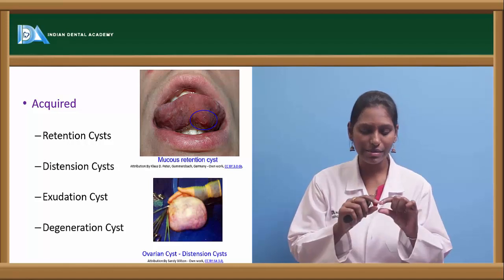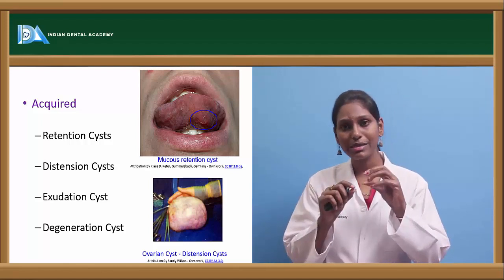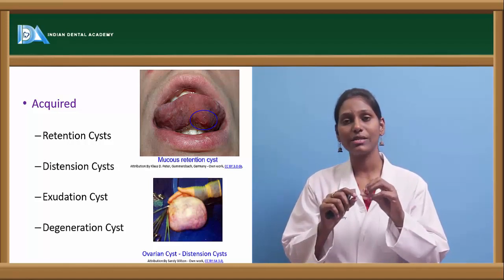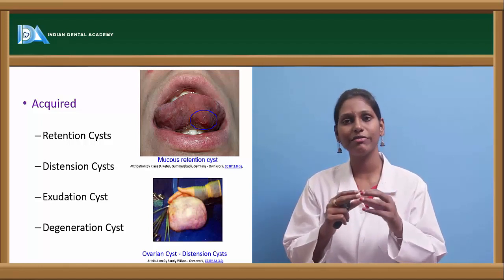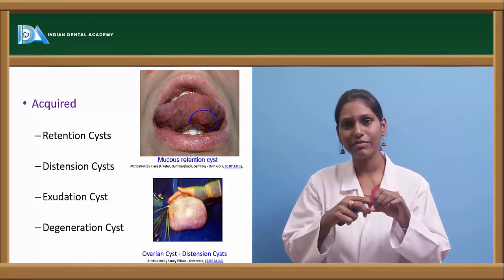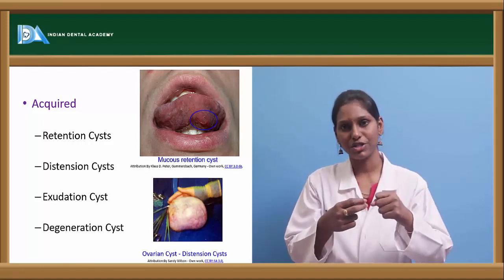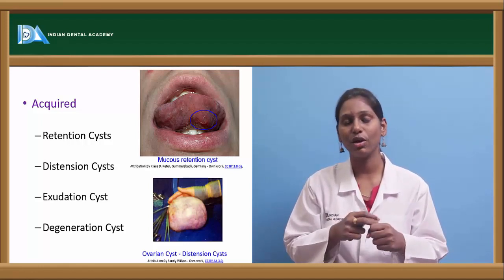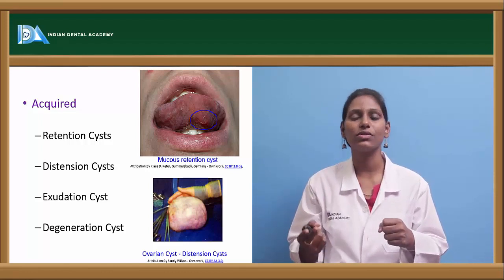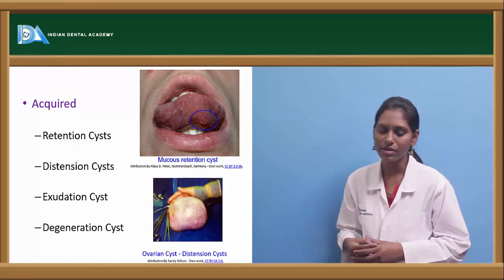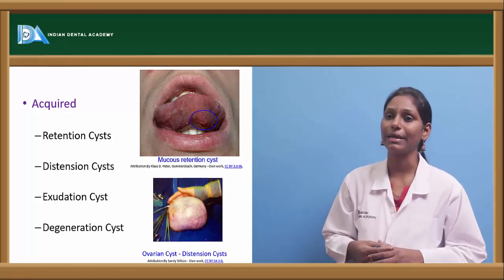In this, what happens is, along the line of the duct there could be some calculi, or sialolith, which is nothing but a calcified material. So this calcified material will not allow free flow of saliva, leading to obstruction, and this causes retention of the fluid inside, leading to a cyst. So these are nothing but your retention cysts, which include parotid cyst and pancreatic cyst.